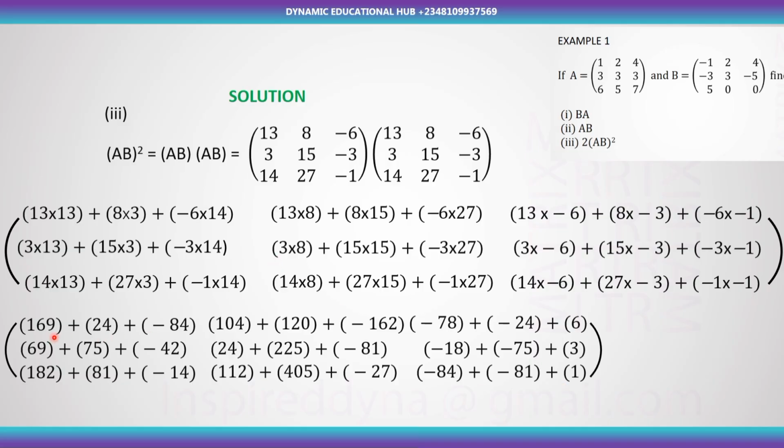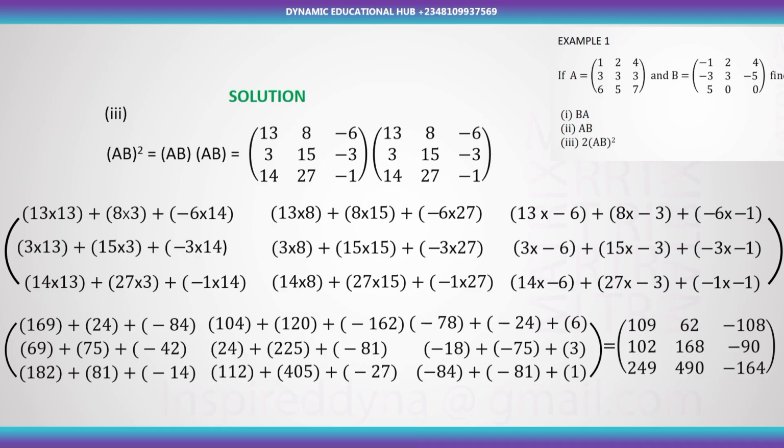Finally, let's compute this answer. If you add all these together, we get 109. And go ahead and add all this, we get 62. Go ahead and do it. Do this one. That is how to solve multiplication.